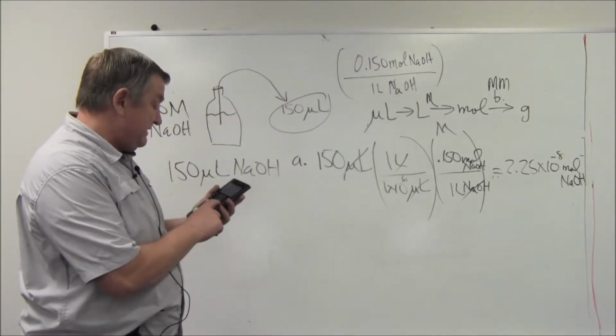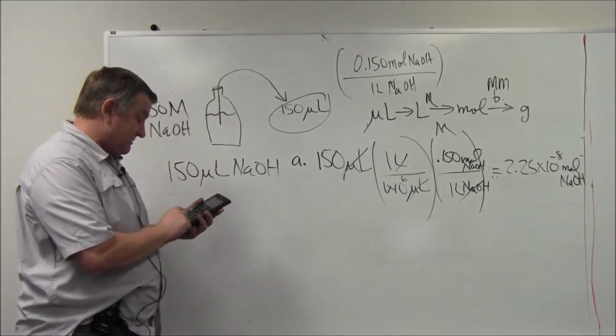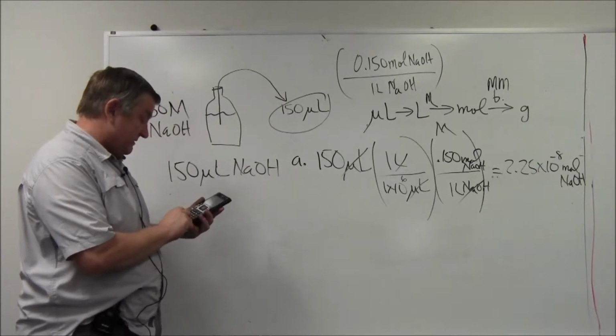Whoops. Let me do this one more time, to make sure I did it right on my calculator. 150 divided by 1,000,000 times 0.15.